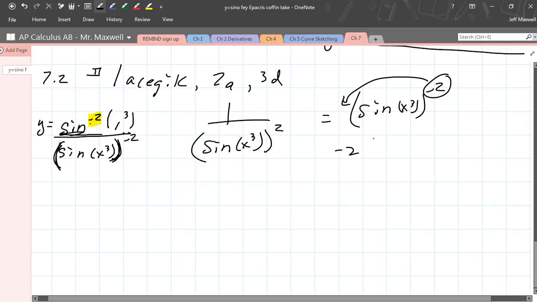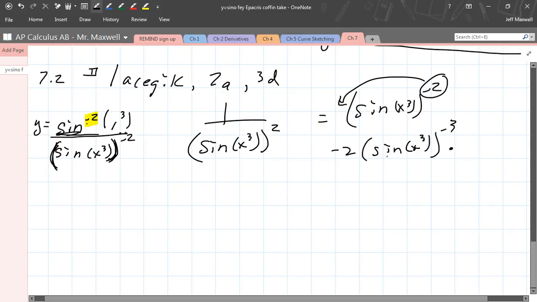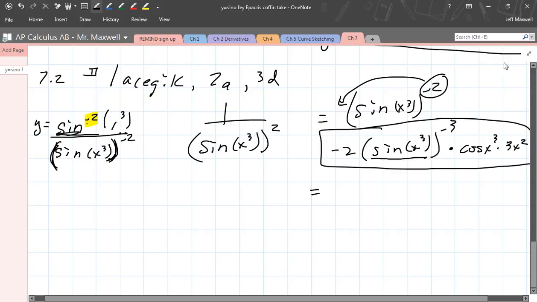So negative 2 sine x cubed to the power of negative 3 times, now there's a few layers here. No, we haven't touched the sine yet, you see. So what's the derivative of sine? Cos x cubed. Now what's the derivative of x cubed? 3x squared. So basically here is your differentiation right here. There's your first step of that one. Then you simplify from there.